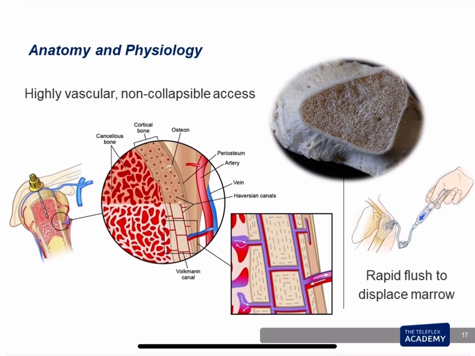However, one thing to remember, as you can see in the picture in the upper right-hand corner, is that spongy bone, so to speak, is filled with fibrin and marrow, and one of the things that is required to get the flow rates I've talked about is a rapid flush of saline to displace some of this marrow and fibrin that's present in the medullary space.